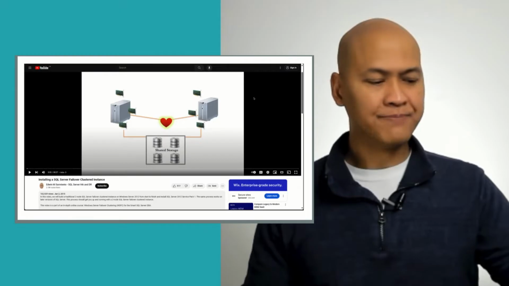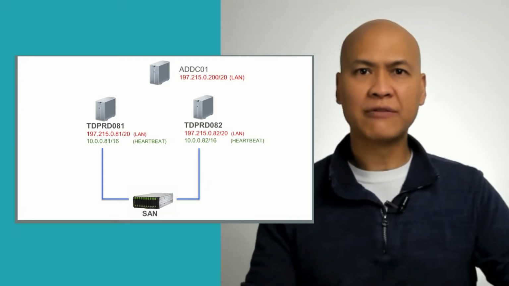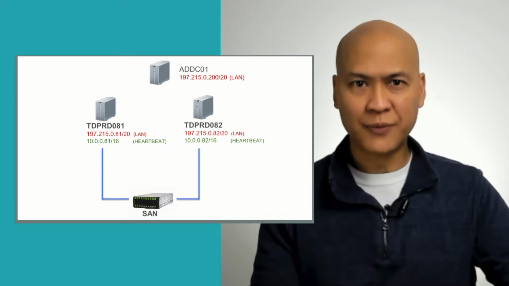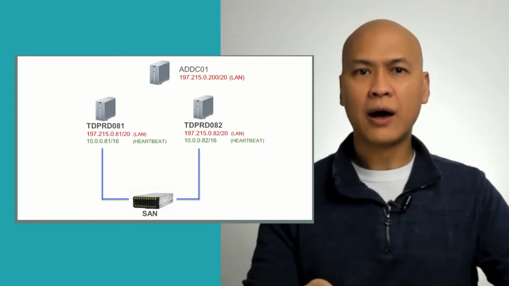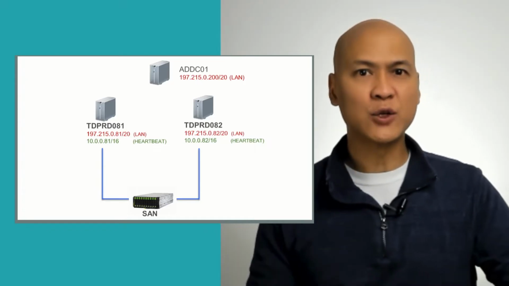But before we get onto the whole walkthrough, the one thing that I want to point out is twofold. Why don't I switch to my architecture diagram? This is the infrastructure that we're going to be building. We are going to be building a 2-node cluster with a storage area network or shared storage. Of course, you have your domain controller.